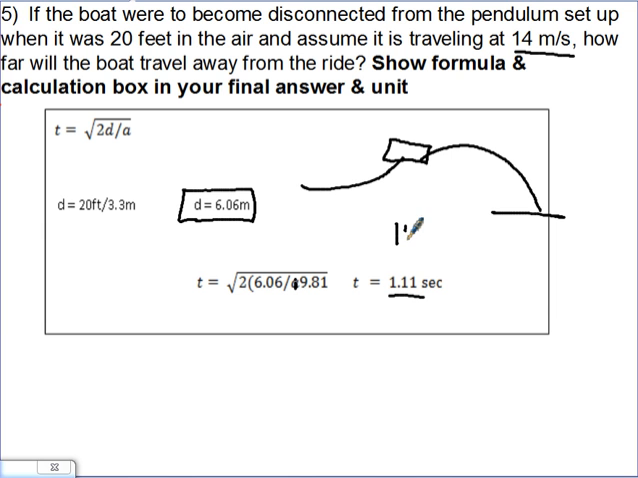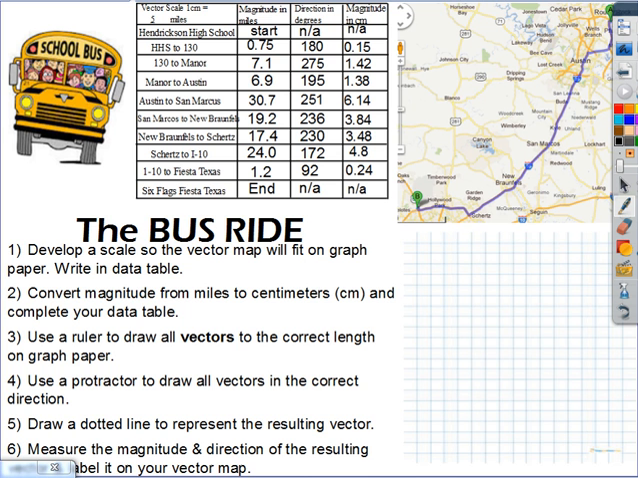So if you take 14 times your 1.11 seconds, that's going to give you your distance away from its launch point. And I'll let you do that math. Alright, moving on to the next one.